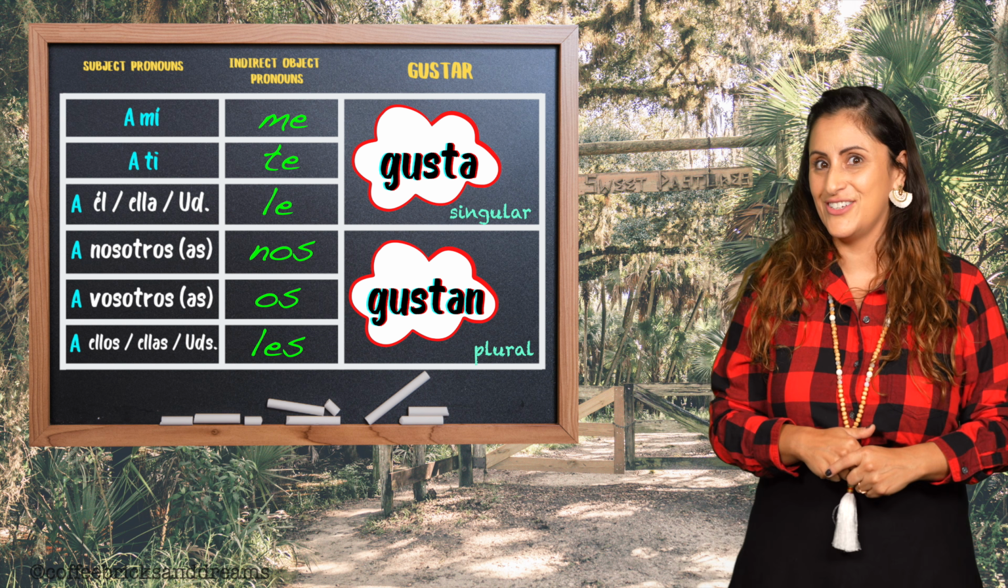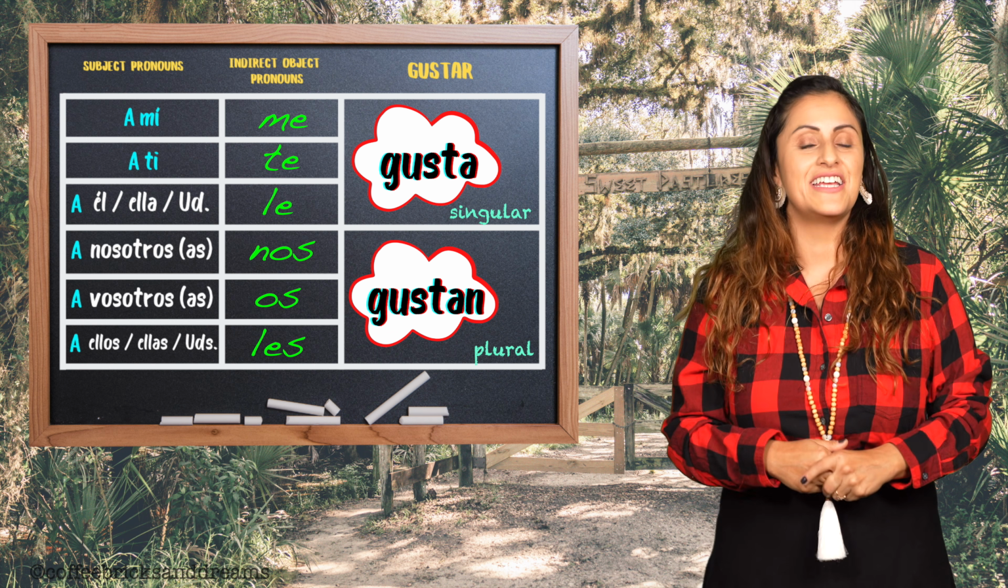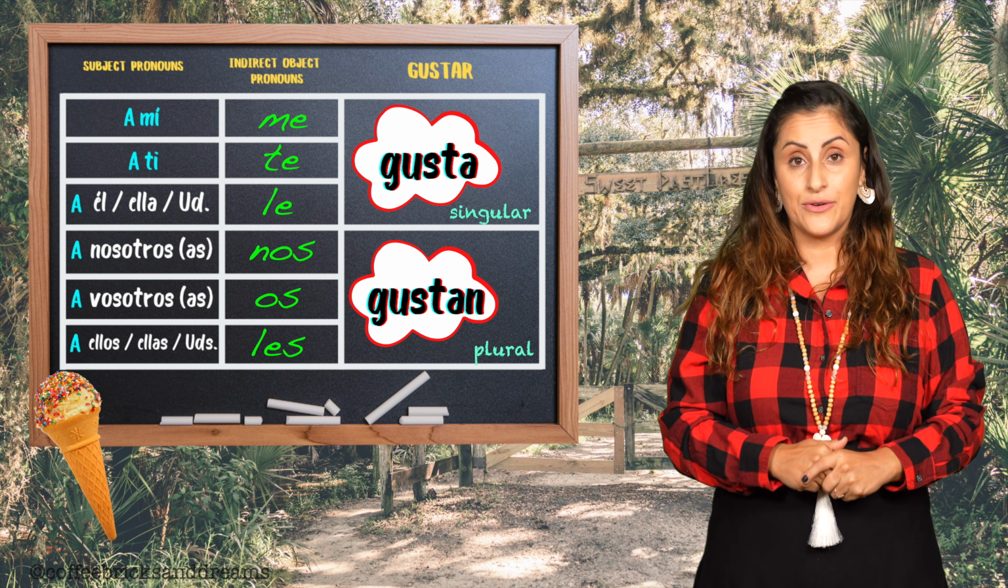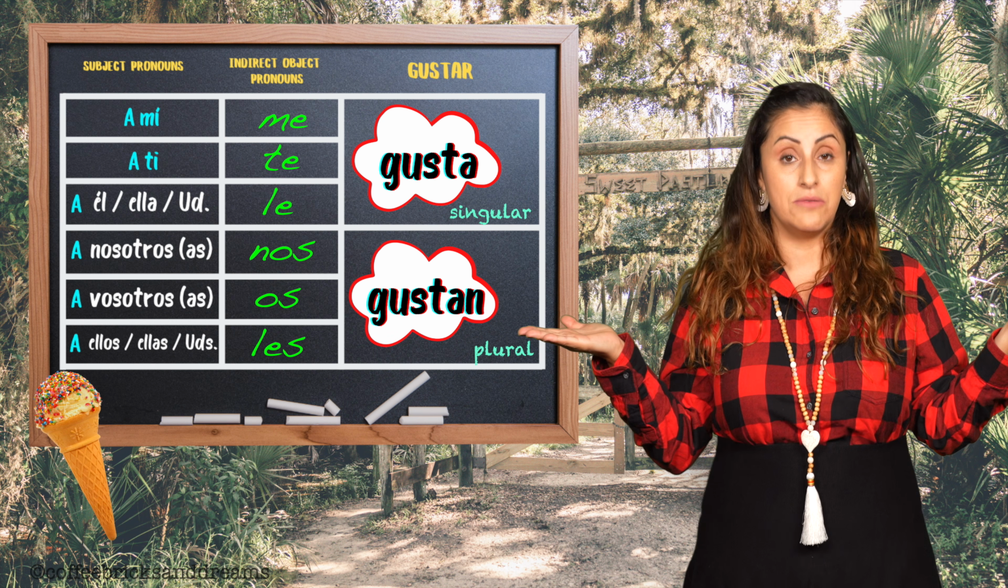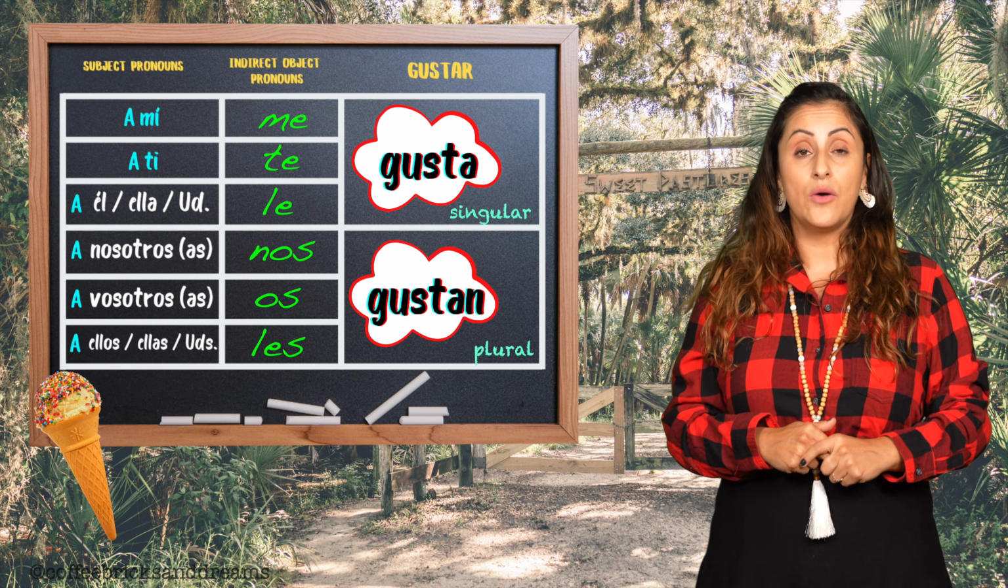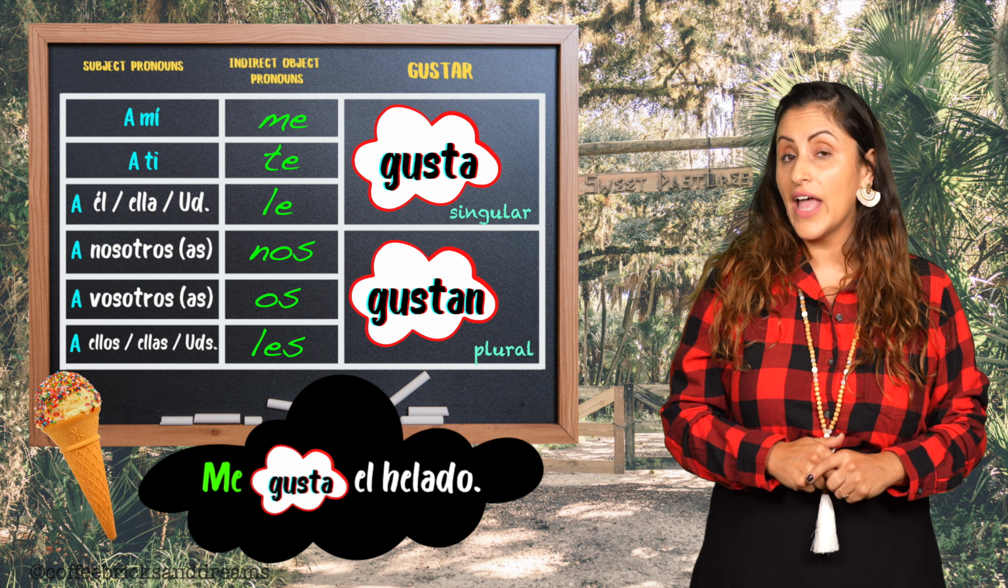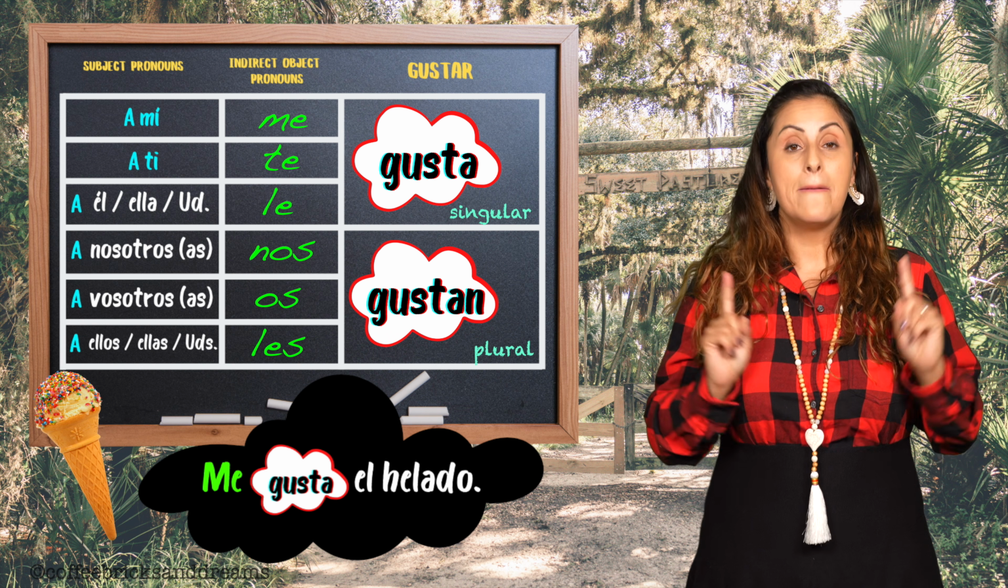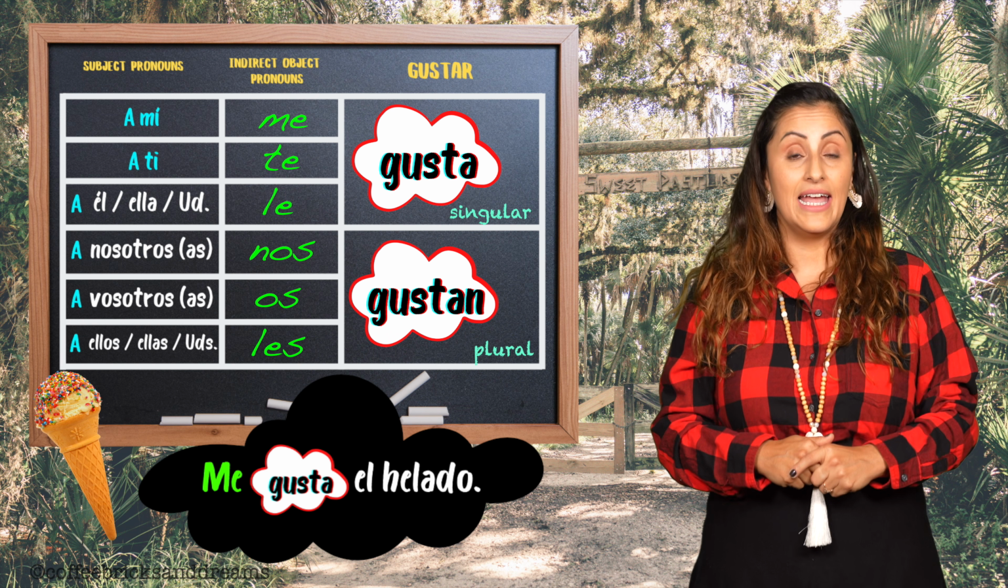Now, that may all sound a little bit too confusing, so let me show you. It's super easy to do. So let's look at an example. We already know how to say, I like ice cream, or ice cream is pleasing to me. Hopefully, you know that that would be, me gusta el helado.